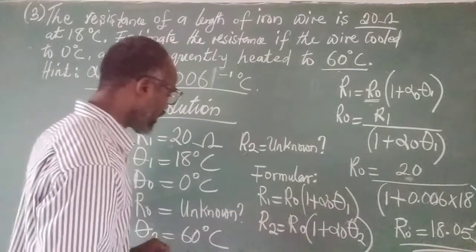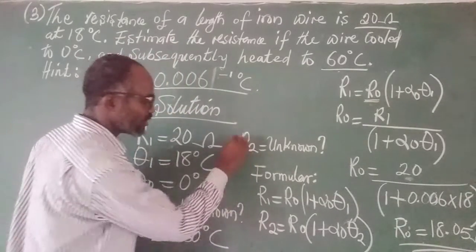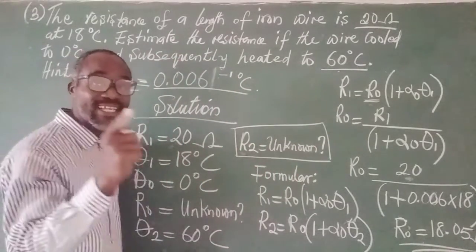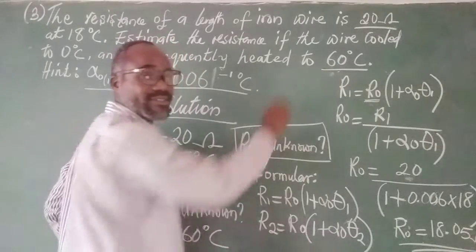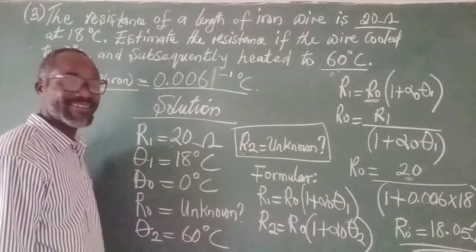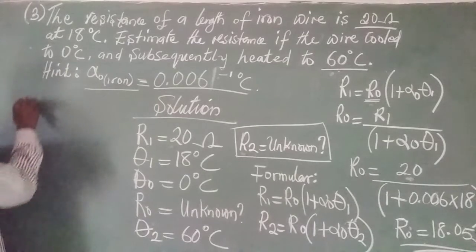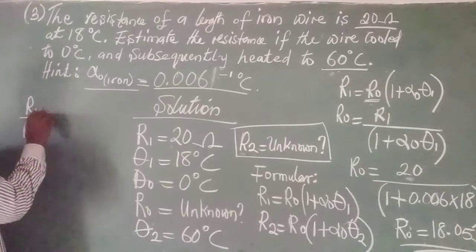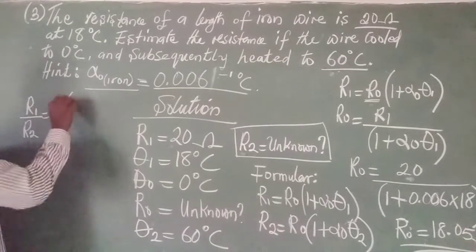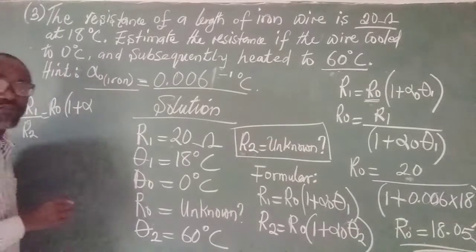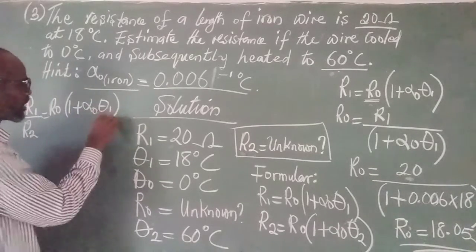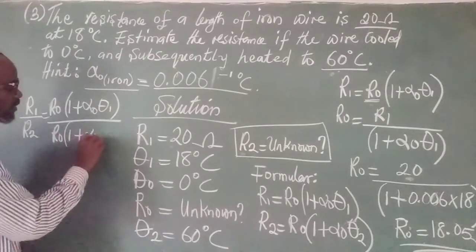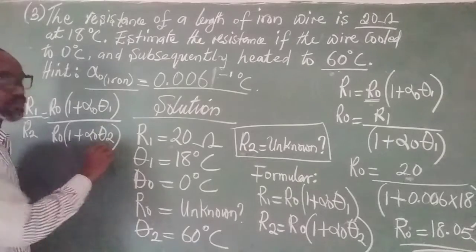Good. Now let's look at this. We need to find the resistance of the wire when it is heated to 60 degrees Celsius. So that's another thing we need to find. We have R2, and we are going to do it this way. R1 over R2 is equal to R0 bracket 1 plus the temperature coefficient of the wire times theta 1 bracket close, all over R0 again, 1 plus the temperature coefficient of the wire times theta 2 bracket close.